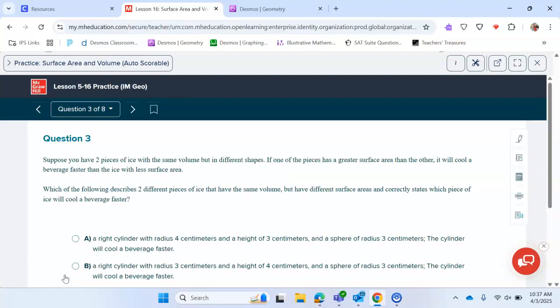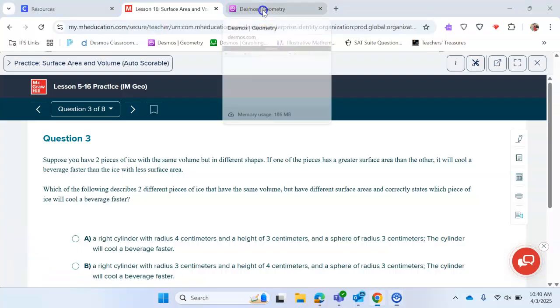Question 3. Suppose you have two pieces of ice with the same volume but in different shapes. If one of the pieces has a greater surface area than the other, it will cool a beverage faster than the ice with less surface area. Which of the following describes two different pieces of ice that have the same volume but have different surface areas and correctly states which piece of ice will cool a beverage faster?